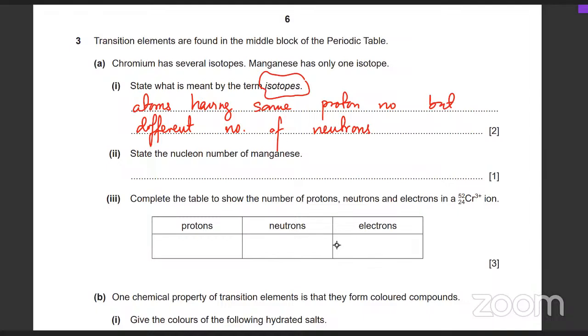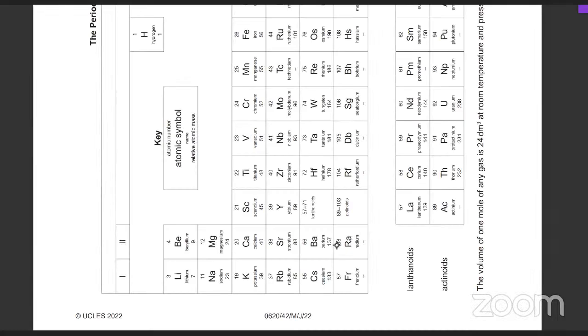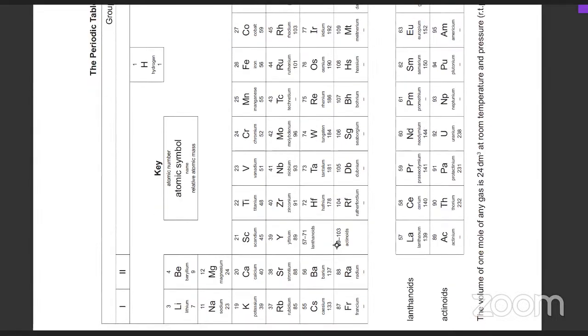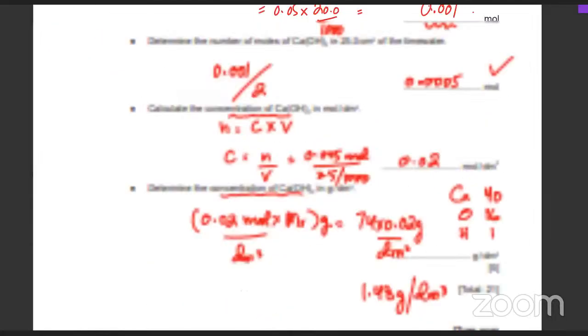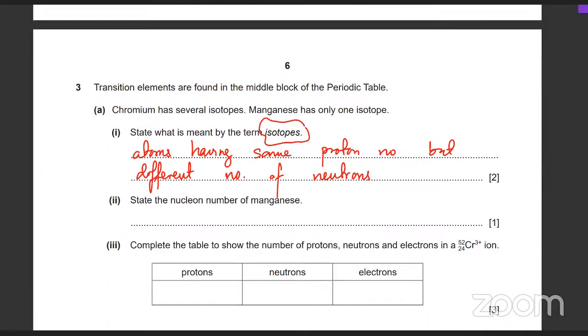State the nuclear number of manganese. वो देख लो कि periodic table में manganese क्या होता है. It might be given. इसके end पे होगा periodic table. अच्छा, so manganese is Mn. Mn is this thing. ये यहाँ पे लिखा हुआ है. So it is 55. अच्छा, जो बड़ा वाला number होता है, that's the nuclear number.